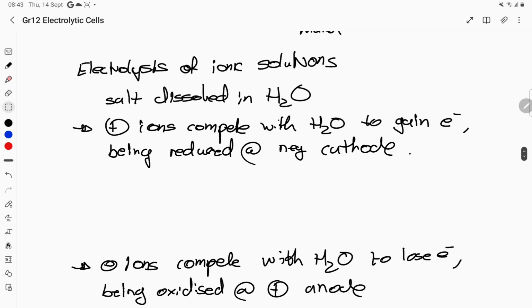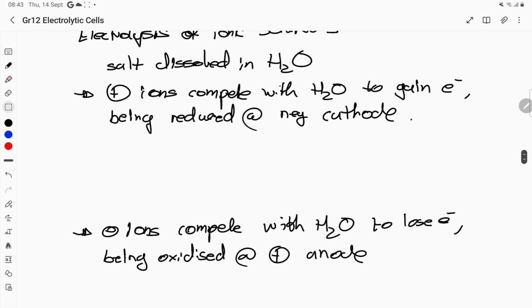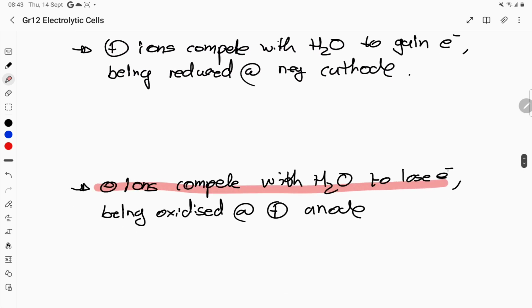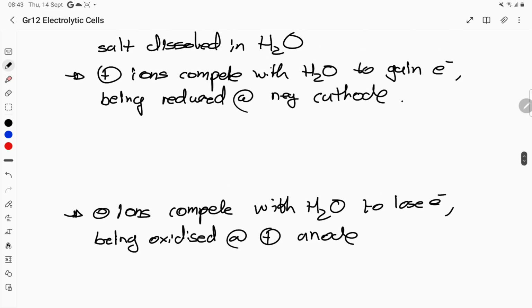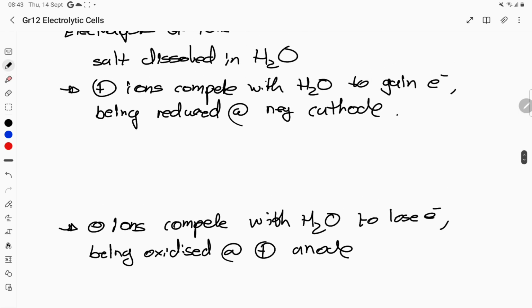All right, so electrolysis of ionic solutions. When a salt is dissolved in water and we put a current through the solution, the positive ions of the salt will compete with water, as you saw in the previous example, to gain electrons, being reduced at the negative cathode. And the negative ions will compete with water also to lose electrons, being oxidized at the positive anode. So there's a means to decide when it is either the positive ion or the water that will gain preference at said electrode. So let's take a look.